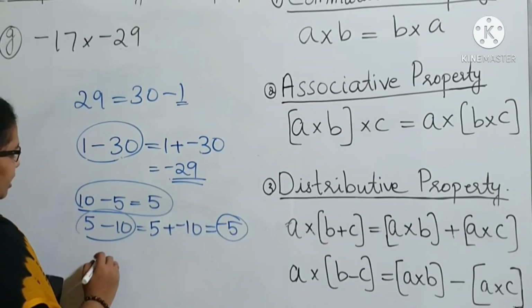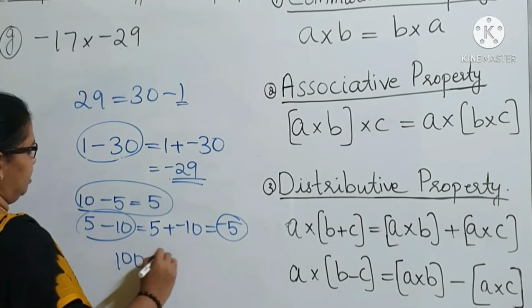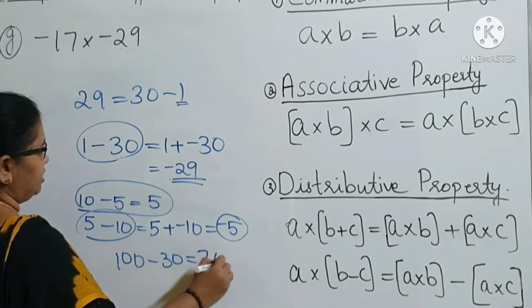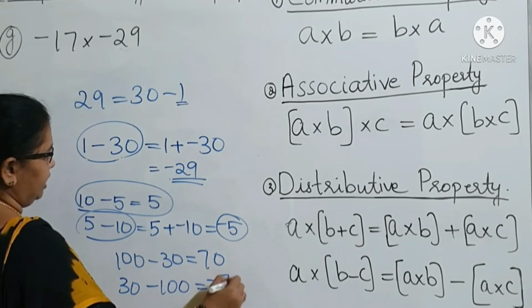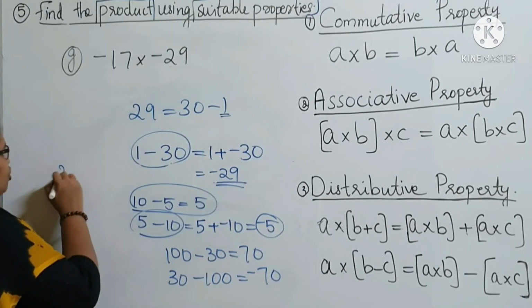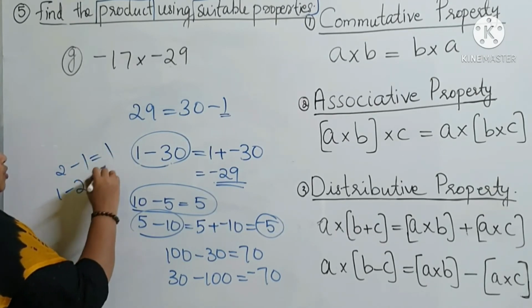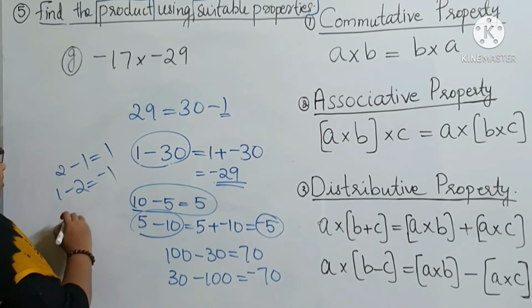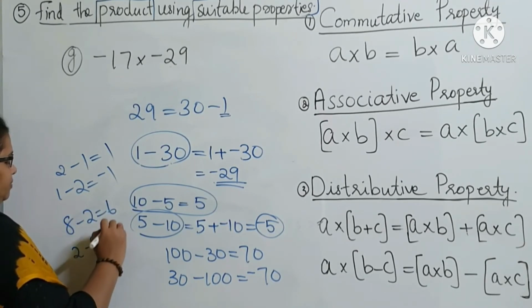So you can directly write what is 100 minus 30. 100 minus 30 is 70. What is 30 minus 100? 30 minus 100 is negative 70. What is 2 minus 1? 2 minus 1 is 1. And what is 1 minus 2? Negative 1. What is 8 minus 2? 6. What is 2 minus 8? Negative 6.